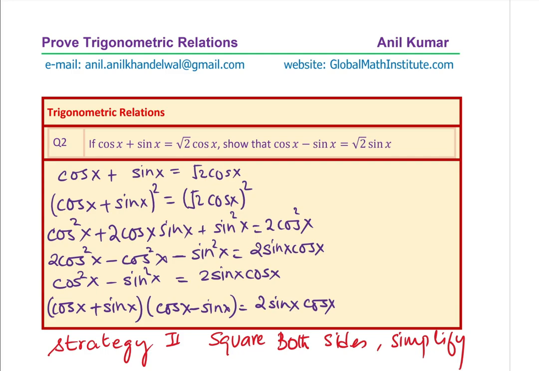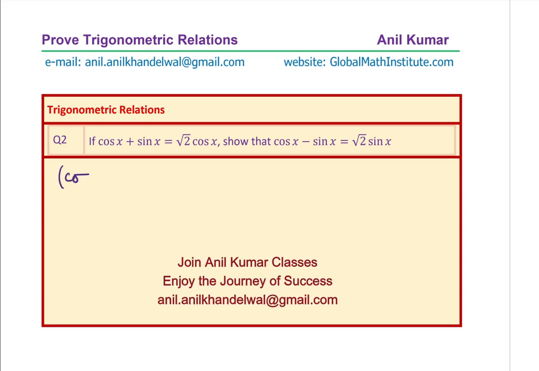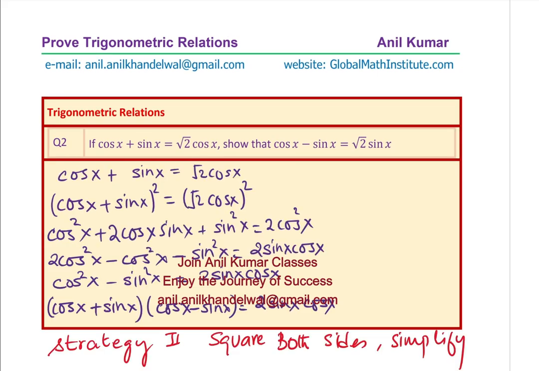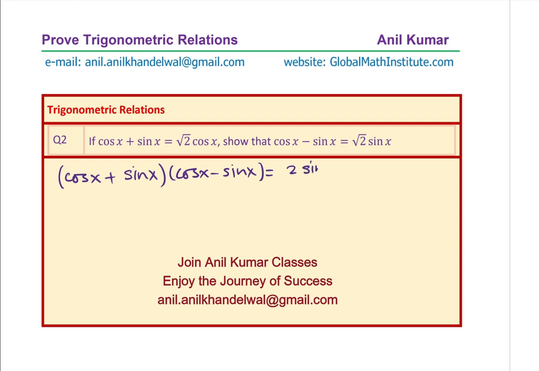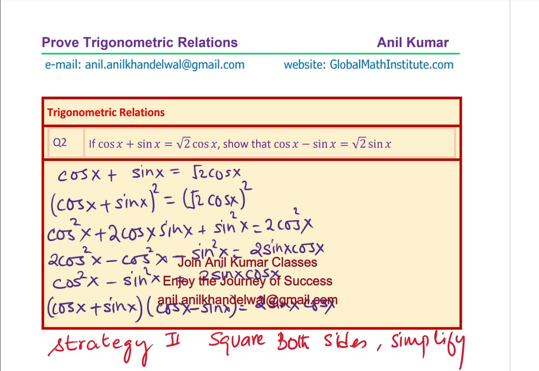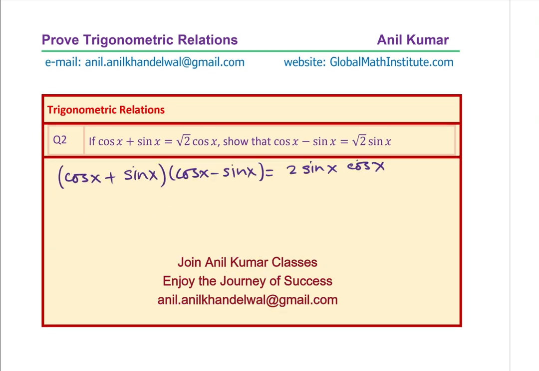Let's move on to a new page to complete this. So what we have here is cos x plus sin x times cos x minus sin x equals, what was it? 2 sin x cos x, correct? We just copied what we had derived. You can match, right? Next page. Now here we need to find what is cos x minus sin x, right? So let's isolate this. So we get cos x minus sin x equals 2 sin x cos x divided by cos x plus sin x.